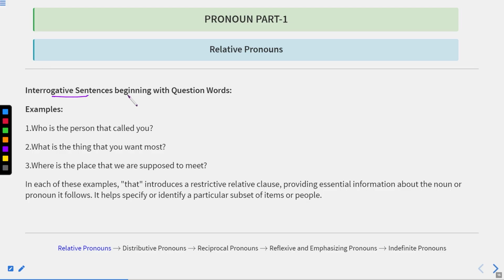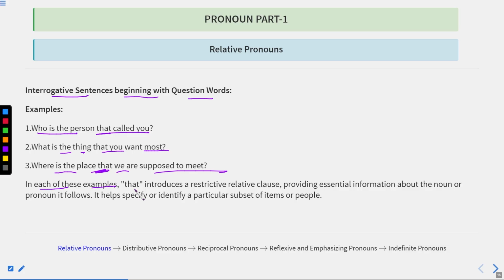Now, interrogative sentences beginning with question words. For example, who is the person that called you? We are using that, not which. I cannot say who is the person who called you or who is the person which called you. No, that will be incorrect, and the correct sentence will be who is the person that called you. What is the thing that you want most? Where is the place that we are supposed to meet? Here we have used the word that and not any other relative pronoun.